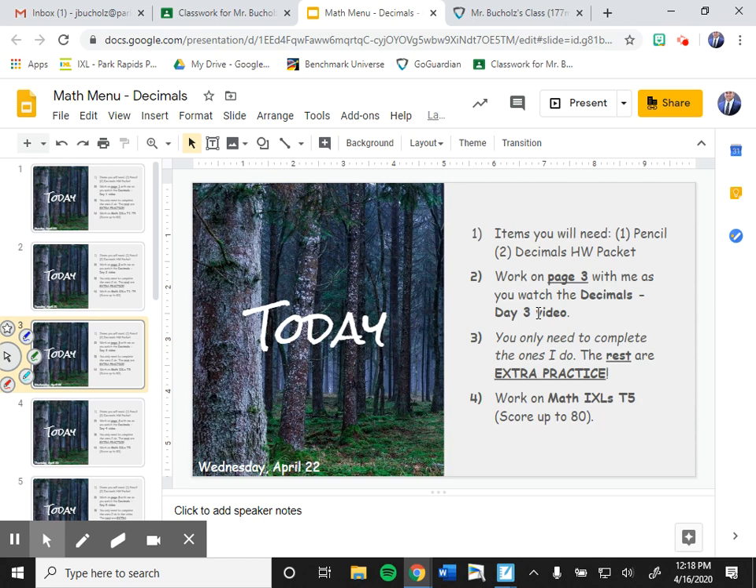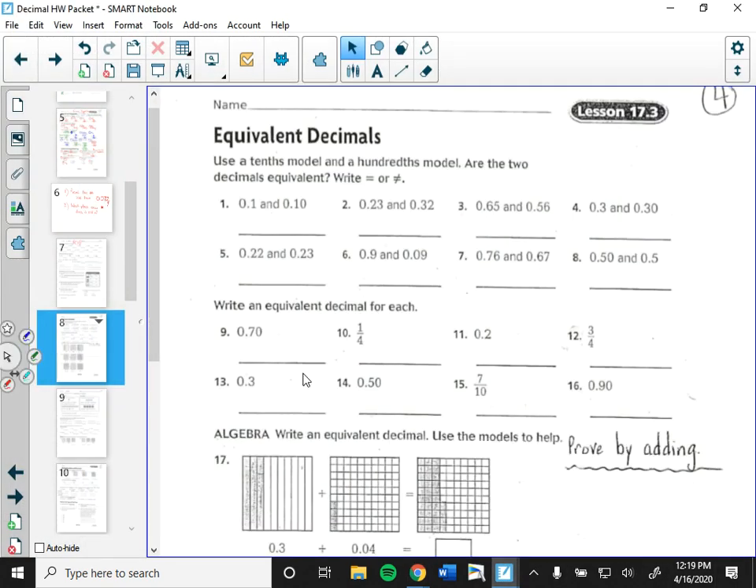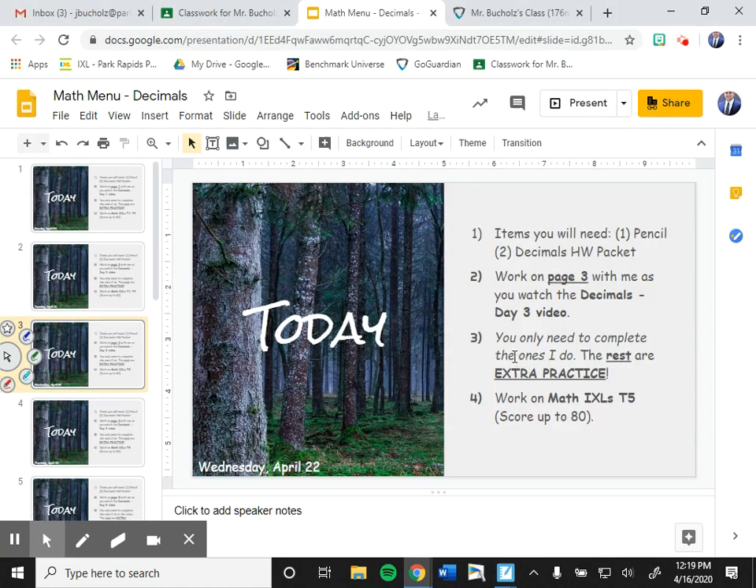Today you're going to need a pencil and your homework packet. Okay, your decimals homework packet. We're going to be working on page 3 here today. So, what that's going to look like is this guy. Okay, what's actually going to be page 4. Sorry about that. But we're going to go through some equivalent decimals after our lesson, okay? So remember, you only need to do the ones that I do, okay? The rest are going to be extra practice, and then you need to work on Math IXL T5. T5, okay? So let's get going here, though.